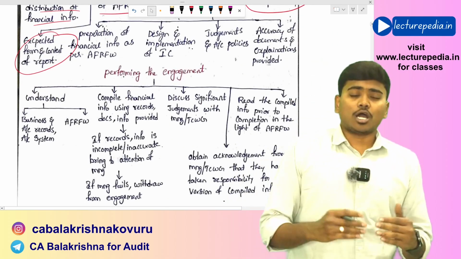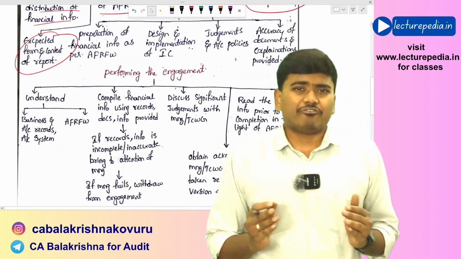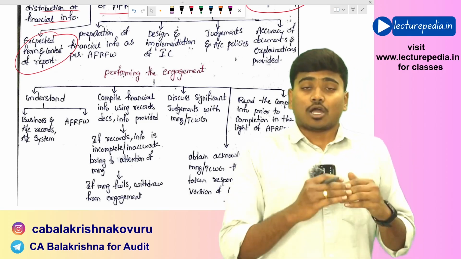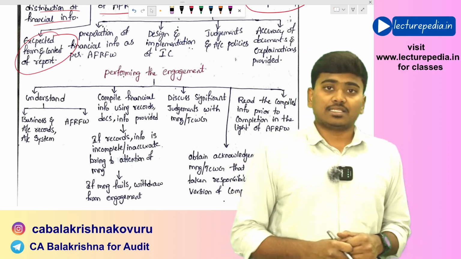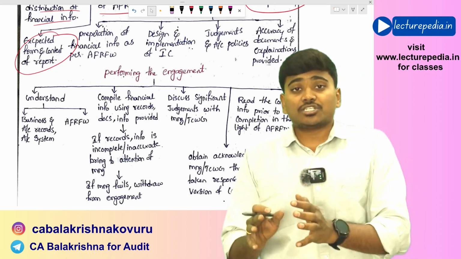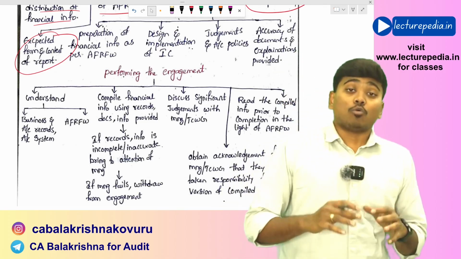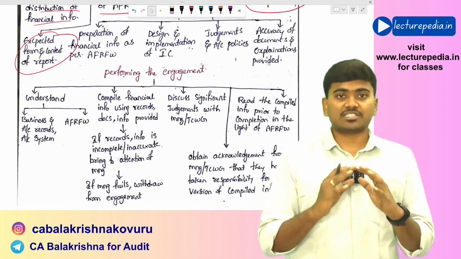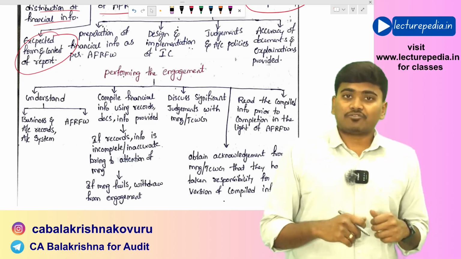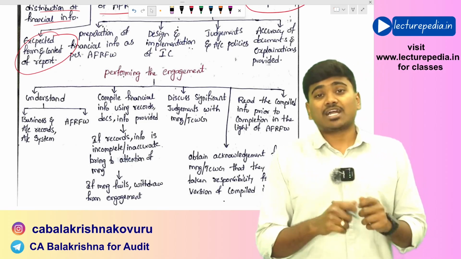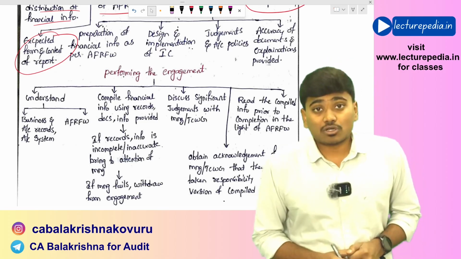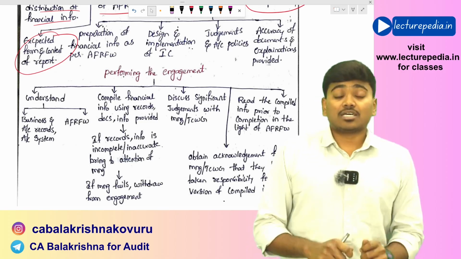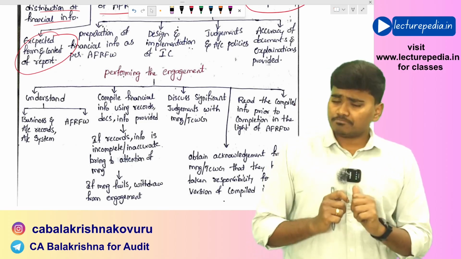Next, performing the engagement. How will the practitioner perform the engagement? First of all, he will understand the business of the entity and how its operations are conducted, what financial reporting framework the entity follows, and what accounting policies the entity follows. After understanding, he will compile financial information based on the information, records, documents and explanations provided by management to the practitioner.